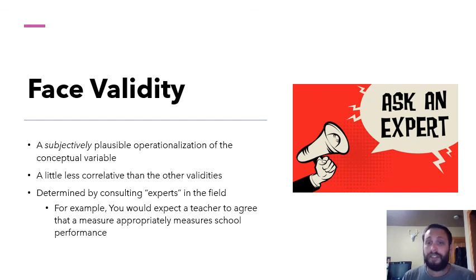So let's take this for example. I have a measure on school performance. I would expect an expert in the field, so for example, a teacher who is an expert in school performance, to agree that my measure appropriately measures school performance. So really, this is saying if I'm going to go consult an expert in the field to determine if my measure is valid or not. This one's a little bit different than the rest of them, as you notice. But it has real huge implications with the field, right?